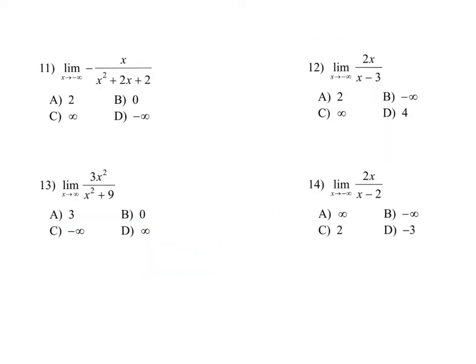In 11 through 14, the limits involve infinity. We're sending x to either positive or negative infinity. And so for most of these, we're simply going to use that chart that we had. Let me remind you, when the top has a bigger degree, that's the most complicated one. That's some form of infinity or does not exist.